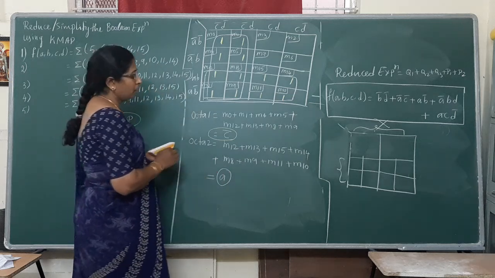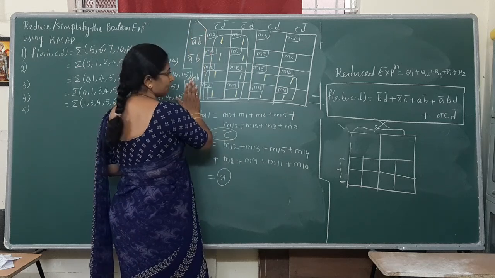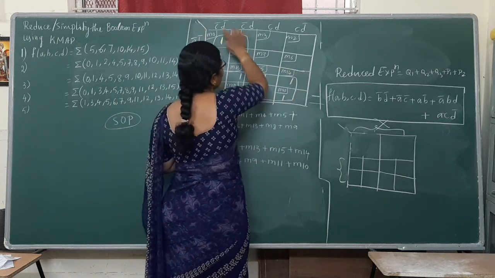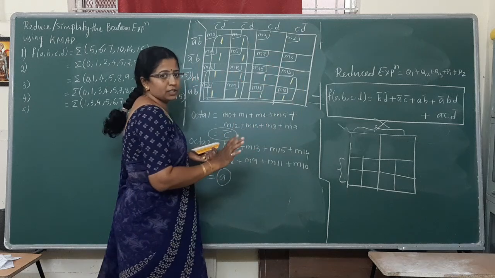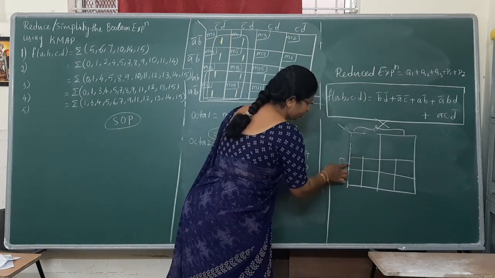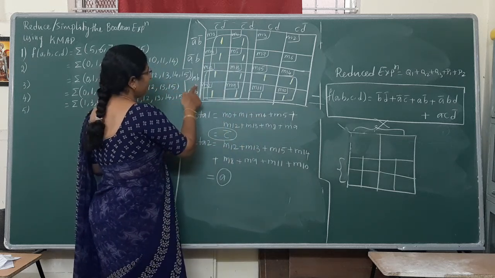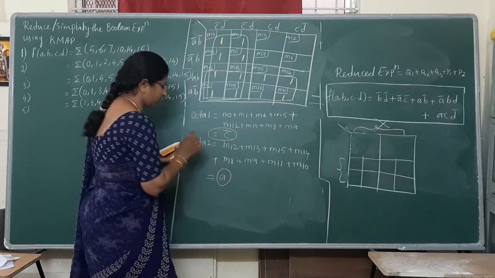Did you get it? When we have vertical, row labels get cancelled. When we have horizontal, all column labels get cancelled. Now, all the column labels get cancelled. Among these 2 rows, which is the common variable? A. B complement gets cancelled. So, you got the A.